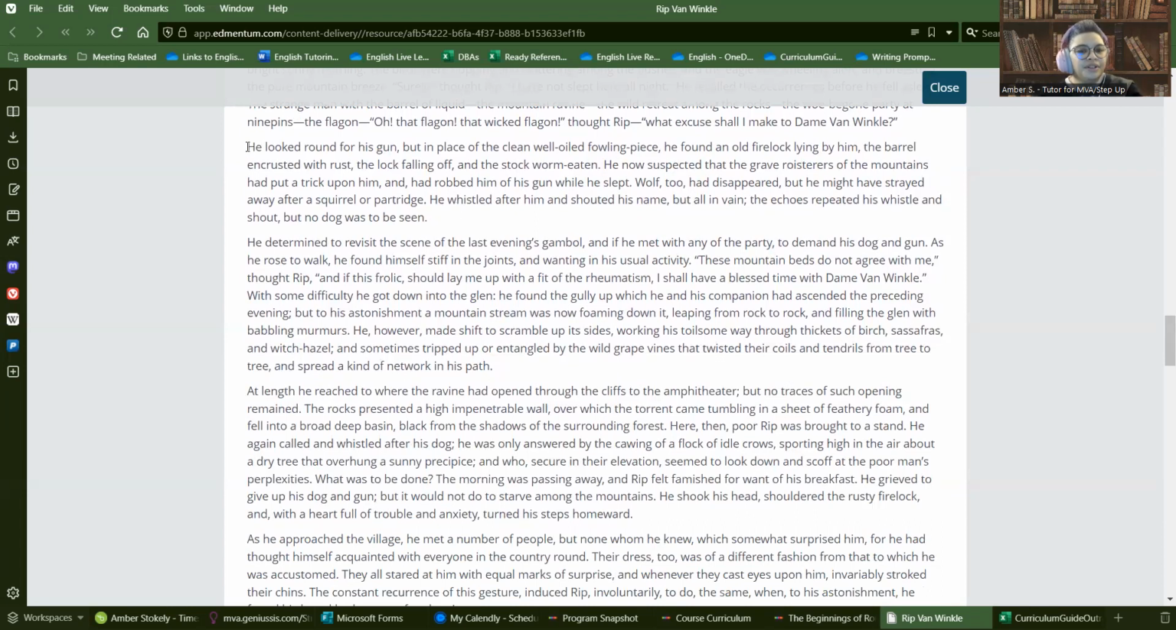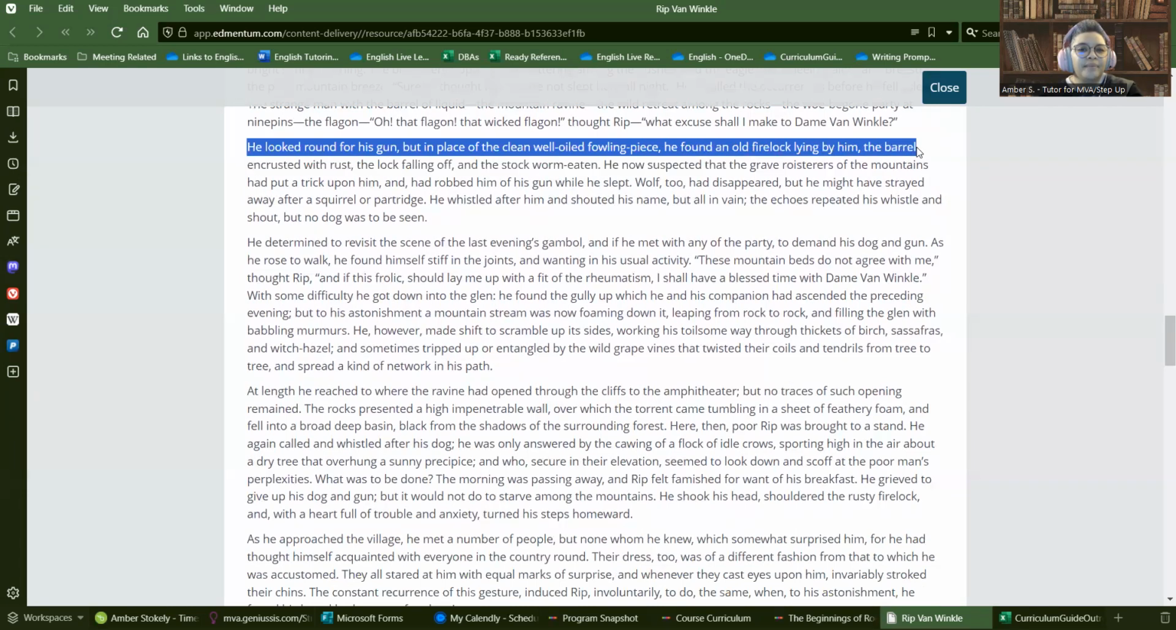He looked around for his gun, but in place of the clean, well-oiled fowling piece, so in place of his gun, he found an old firelock laying by him, the barrel encrusted with rust, the lock falling off, and the stock worm-eaten. So basically, he looked to find his gun, but instead of it being there, he found a really old gun that was rusted next to him. The lock falling off, he can't even use it.